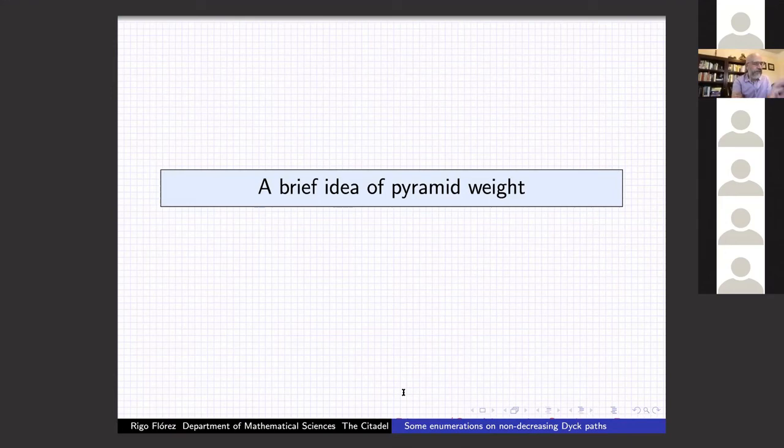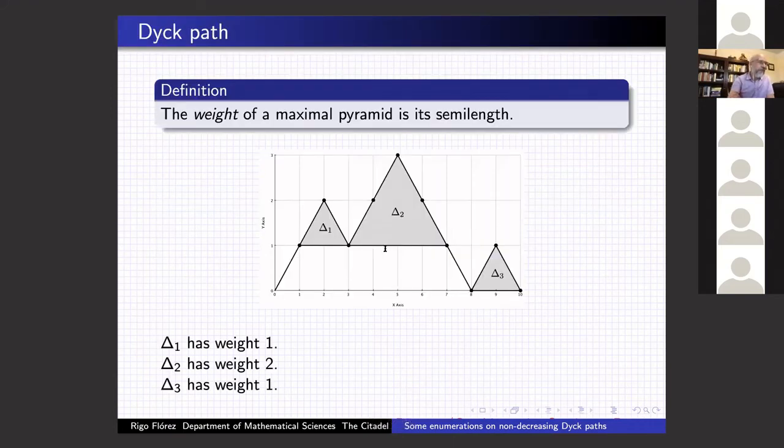Okay, that is one. Now let's go to another topic that we also counted here, which is the weight of pyramids. This is very brief, very short. I just want to give you more ideas of how we did it in this paper. So the idea is we are going to evaluate the area of this pyramid, or we can say the weight, and the weight we are going to define as the height or semi-length, right? Semi-length of the pyramid. So this is weight one. The semi-length here is 2, the weight is 2, and the weight is 1. So here it is.